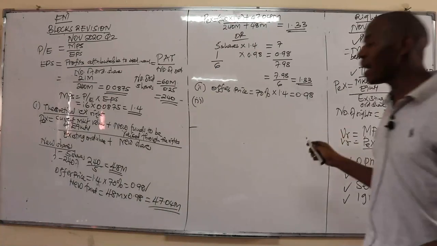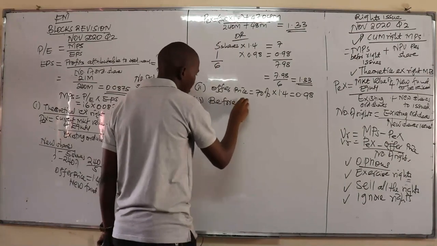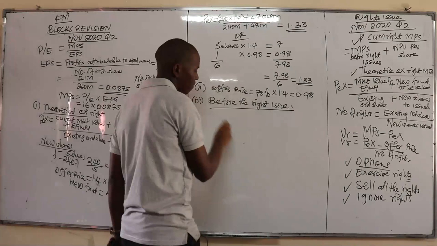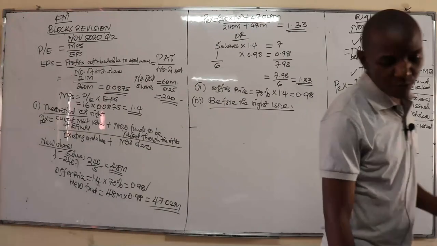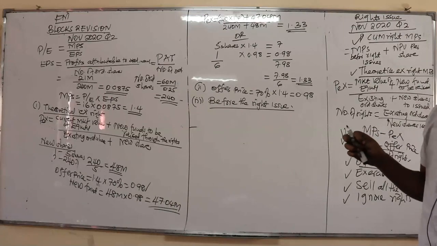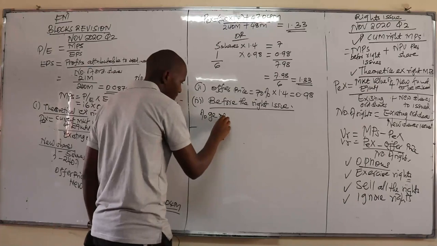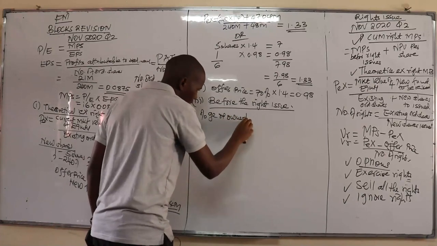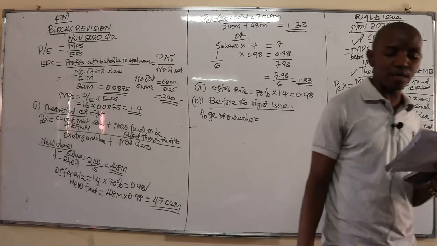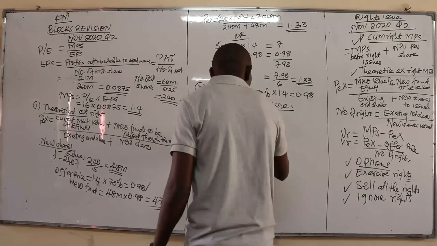So first, we have to determine the value of wealth of that investor before the rights issue. Before the rights issue, we can first look for the percentage of ownership, before we get the values. The percentage of ownership of this investor: the investor has how many shares? 10,000 shares.